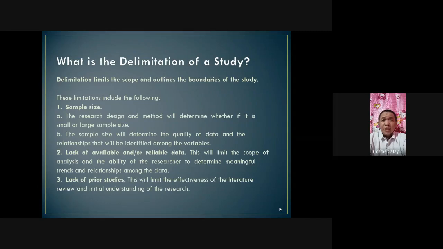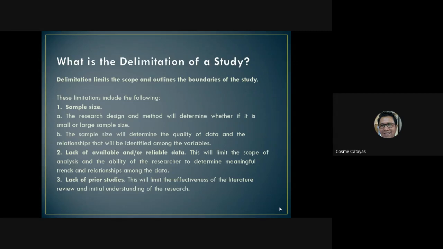Number two, lack of available and or reliable data. This will limit the scope of analysis and the ability of the researcher to determine meaningful trends and relationships among the data. Number three, lack of prior studies. This will limit the effectiveness of the literature review and initial understanding of the research.